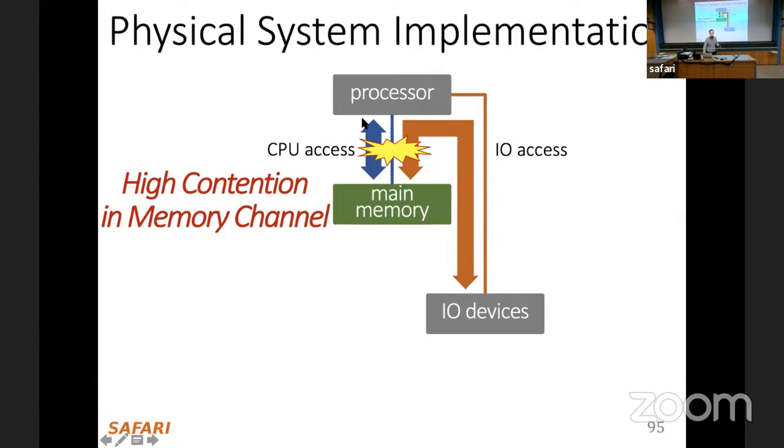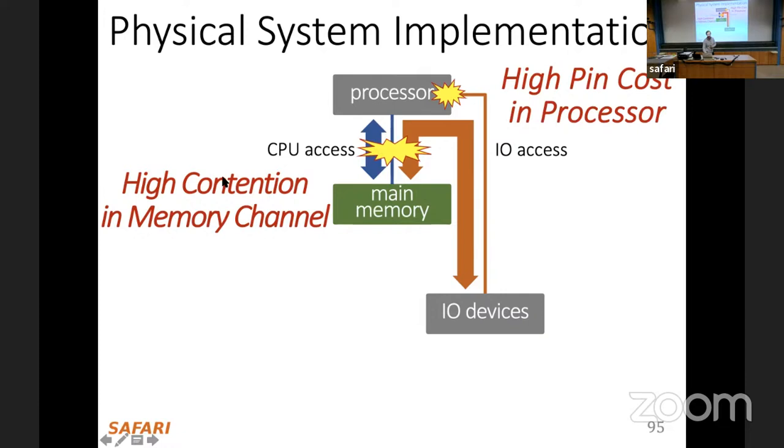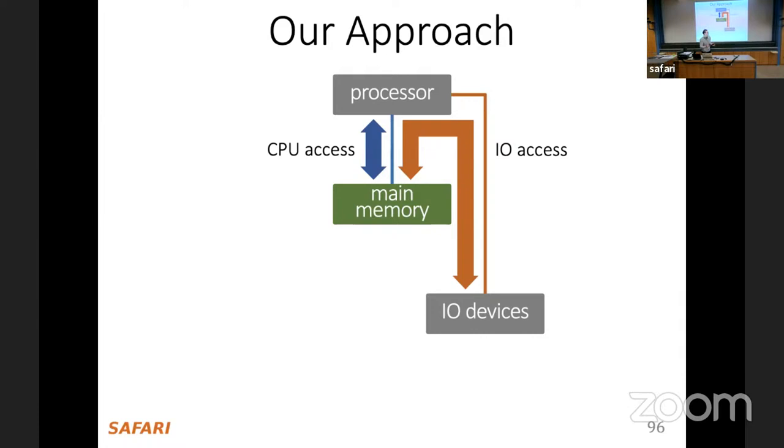So there are two issues over here, which are high contention in the memory channel and high pin cost in the processor. So this is actually important as well. We didn't really make a big deal of it, but if you start connecting all of these devices through a processor that houses a memory controller, you need to add pins to the processor as well. So how do you solve the problem? Clearly, memory scheduling could be one solution. You try to schedule these accesses in terms of criticality, all of the ideas that we've discussed. Sure, you will have limited success.